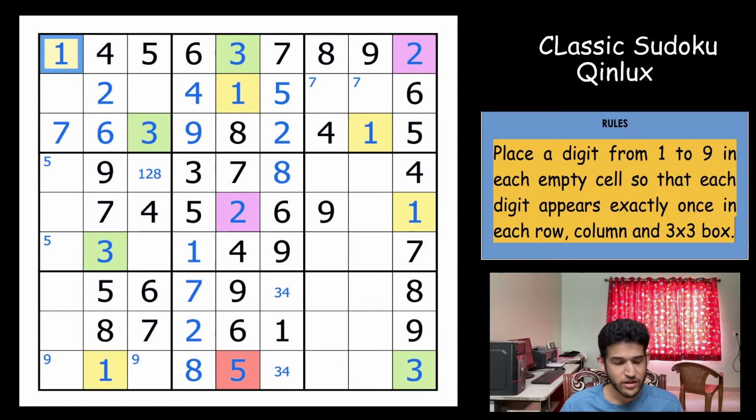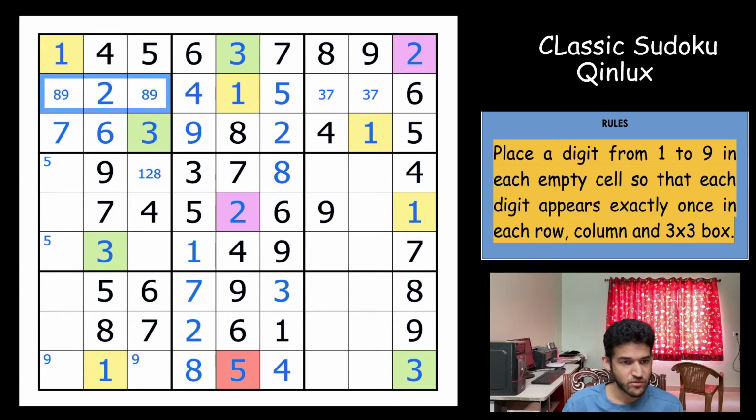Fantastic. What a Sudoku, guys. Really fun to solve. 3 cannot be in row 9. So 3 goes here, 4 goes here. And this becomes a 3-7 pair. And this becomes an 8-9 pair. So briefly taking a pause here.